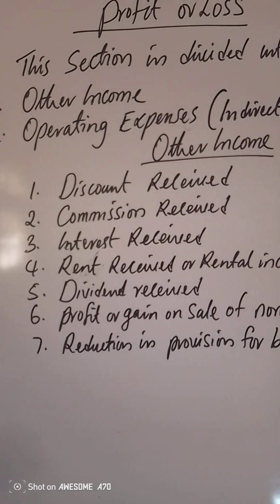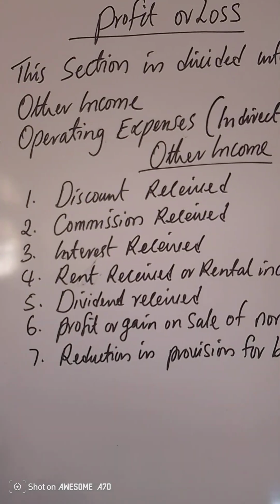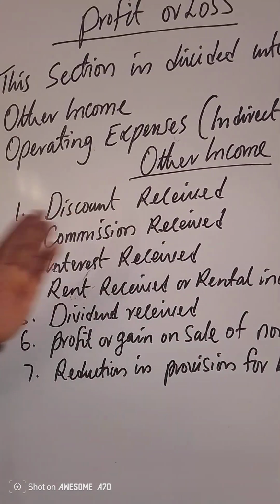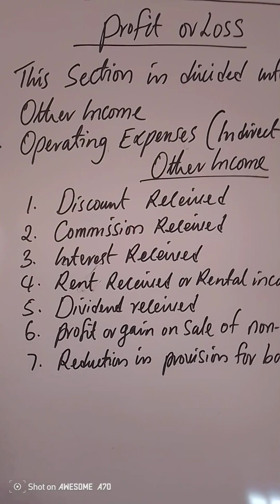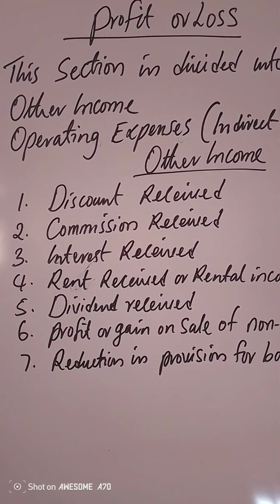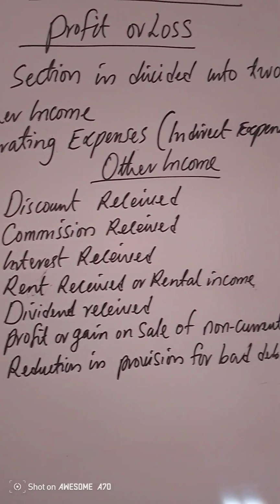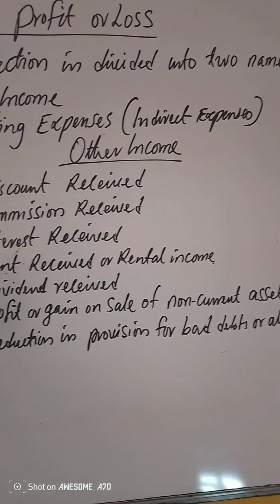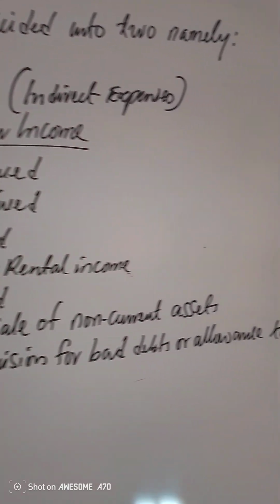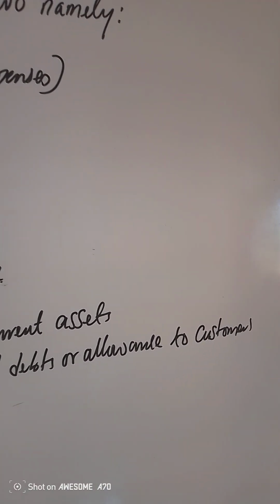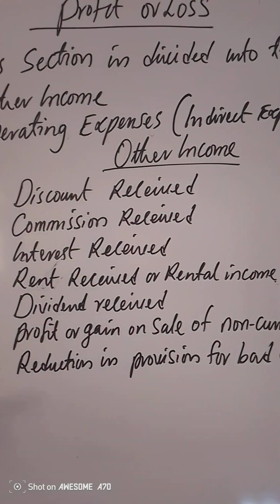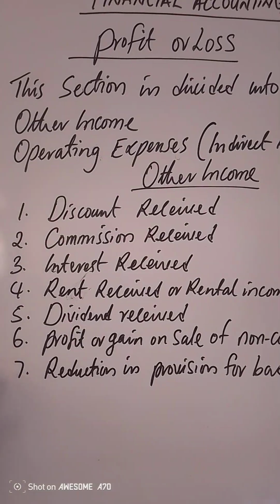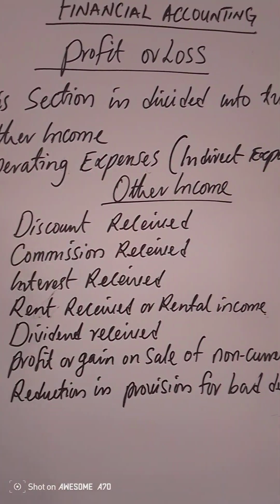So after gross profit, certain incomes are added to gross profit. And what are such incomes? Number one, we have discount received. Number two, commission received. Number three, interest received. Four, rent received, or what is called rental income. We have dividend received. We have profit or gain on sale of non-current assets. We have reduction in provision for bad debts, or what we call allowance for customers. These are the other incomes which, after getting your gross profit that ends trading, you add to gross profit to get the total income. So these are what we call in accounting other income.